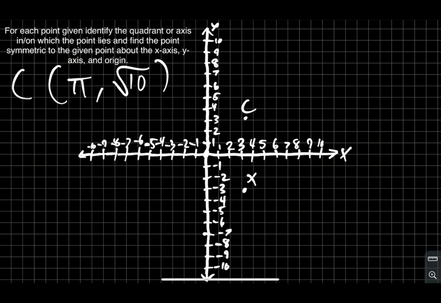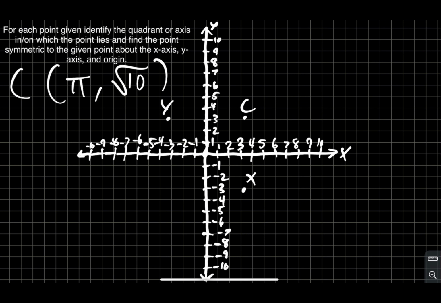Now for the point that's symmetric to C about the y-axis, we're going to call it point Y. We need to change the x value. So it's going to be negative pi, comma, positive square root of 10. So when we plot our point, it's going to be about right here. And that's going to be point Y.